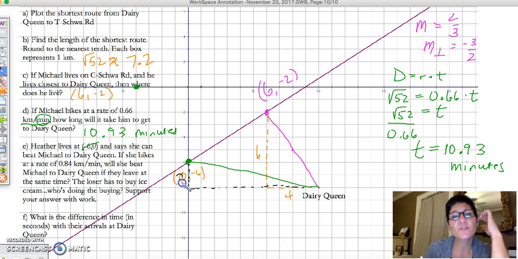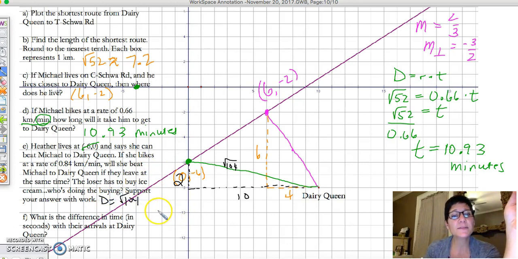So that's going to be 2. And then 1, 2, 3, 4, 5, 6, 7, 8, 9, 10. So the legs are 2 by 10, so that's 104. So this is the square root of 104. That's how far away she lives, okay? That's the first thing that we had to find out. So we know that her distance is equal to the square root of 104.